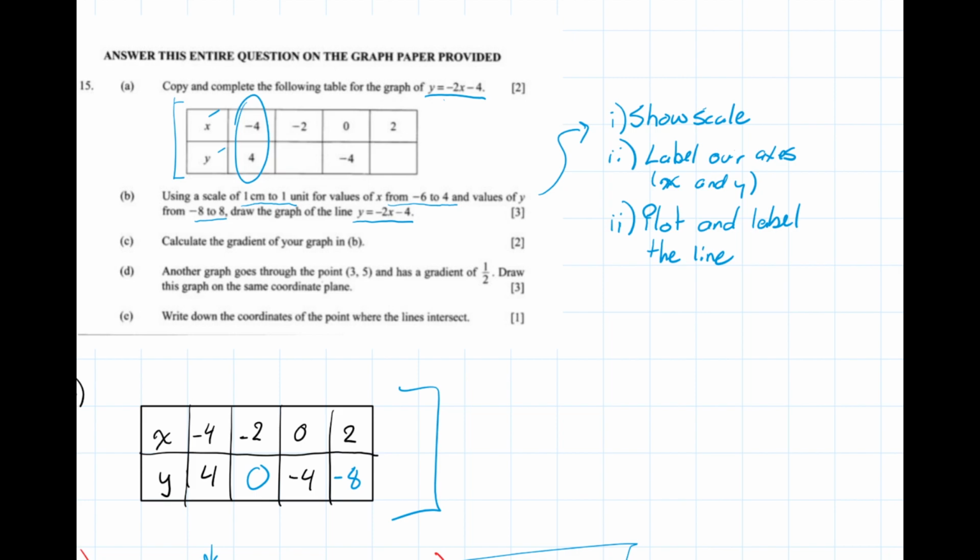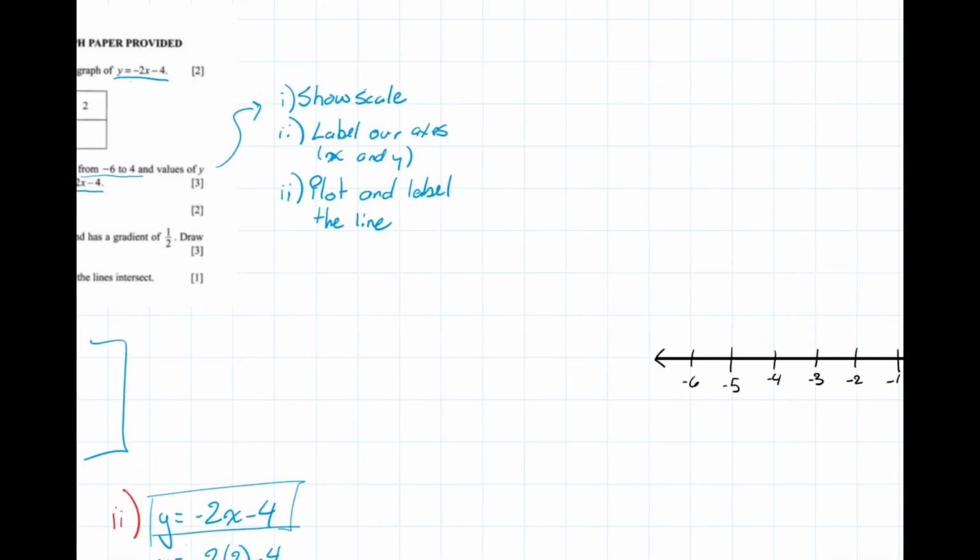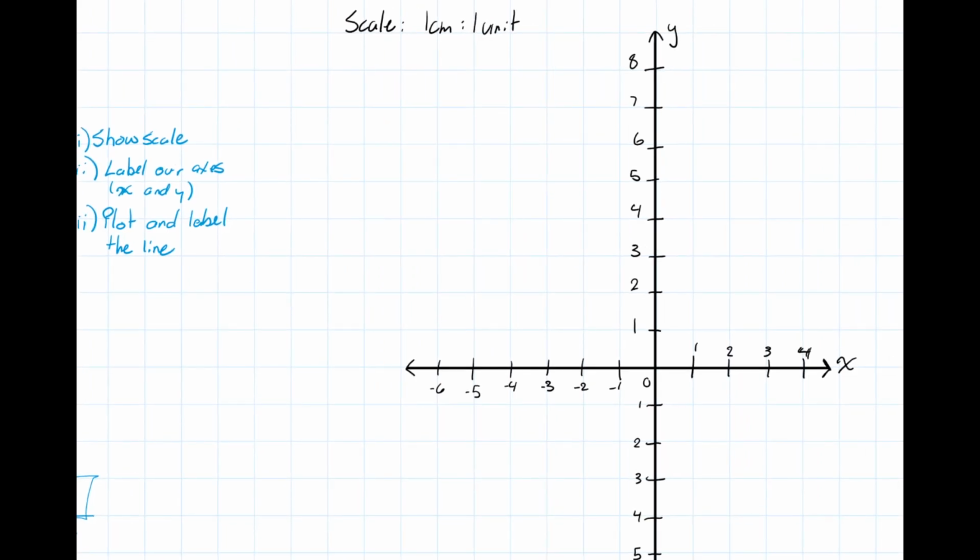So they're basically saying that we want to use a scale of 1 centimeter to 1 unit. And then we also want to use x values from negative 6 to 4, and y values from negative 8 to 8, in order to draw the line for the graph y is equal to negative 2x minus 4. So I've already prepared for us a graph that illustrates what this would look like.